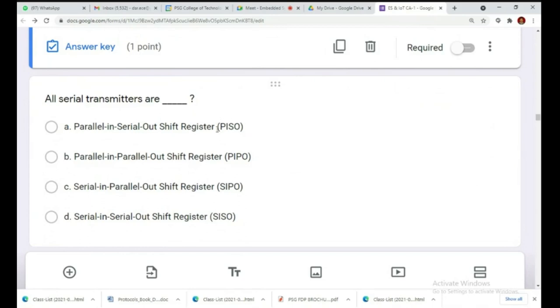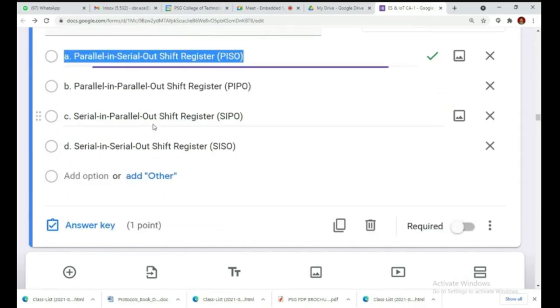Internally the processor does parallel data transfer for high speed computation, but the data has to go out serially, bit by bit. Hence all the serial buffers, or serial shift registers, are parallel in serial out shift registers. In 8051, SBUF is a parallel in serial out shift register on the transmitter side. On the receiver side it is vice versa, a serial in parallel out shift register. Because the question is about transmitters, the right answer is parallel in serial out shift register.